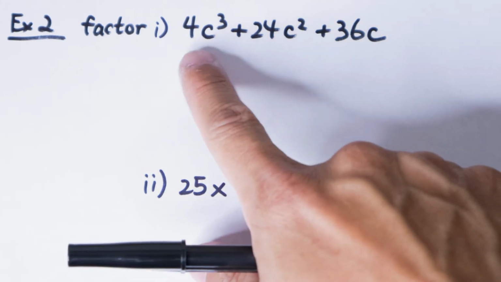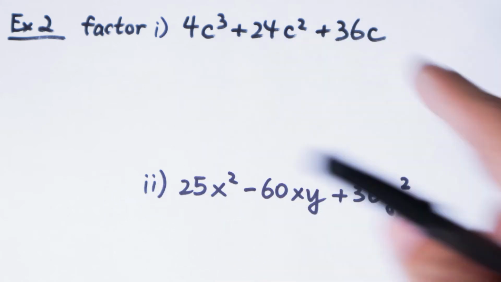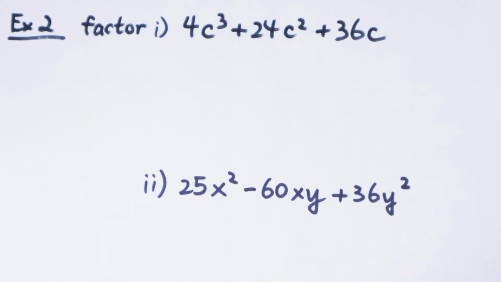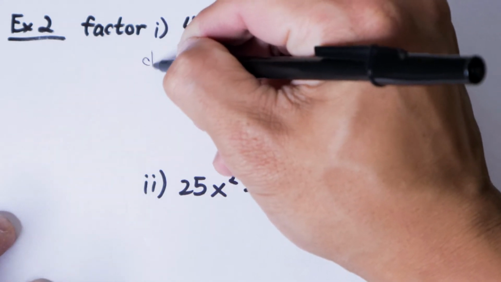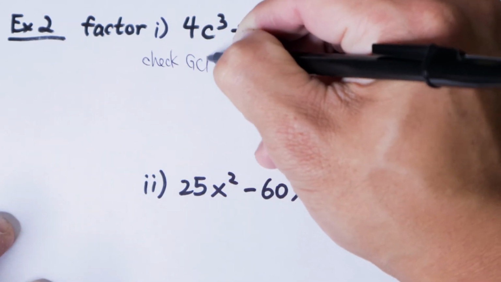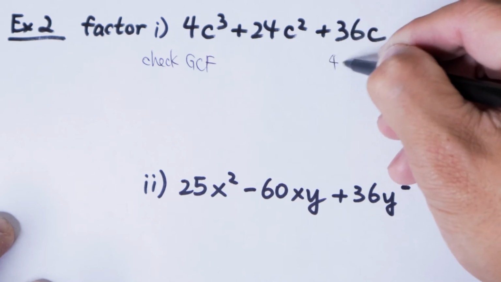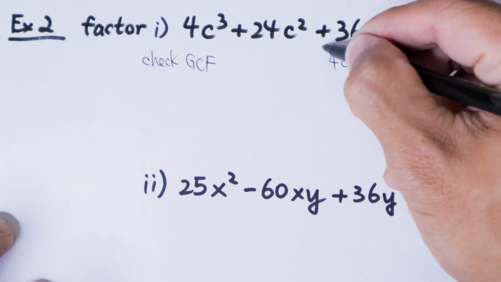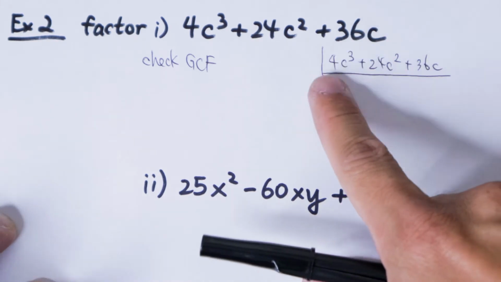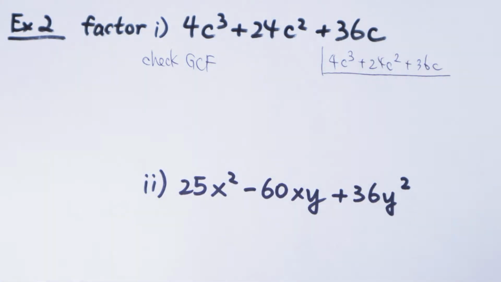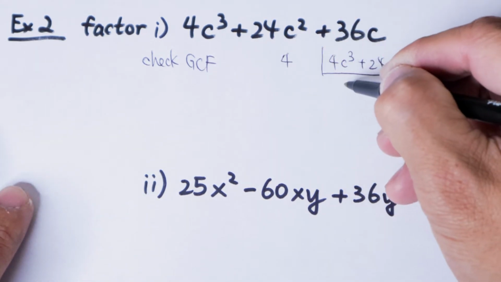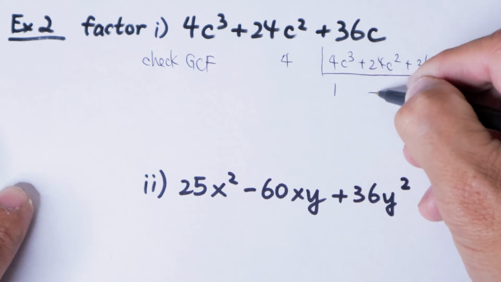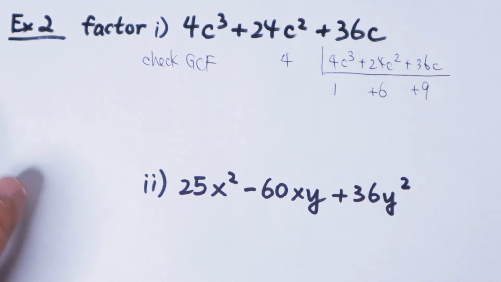Here we're going to factor 4c cubed plus 24c squared plus 36c. Now, just like the previous lessons, every time you factor, always check to see if you can factor out any GCF. So we're going to put this in a hockey stick to see if there's any common factor. Okay, so we're going to find the GCF of 4, 24, and 36. And it turns out that there is a GCF, which is 4. So that means it's going to be 1, positive 6, and positive 9.